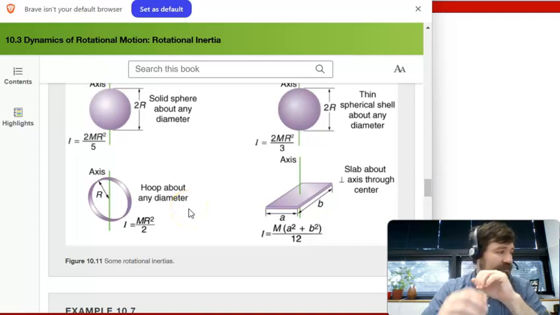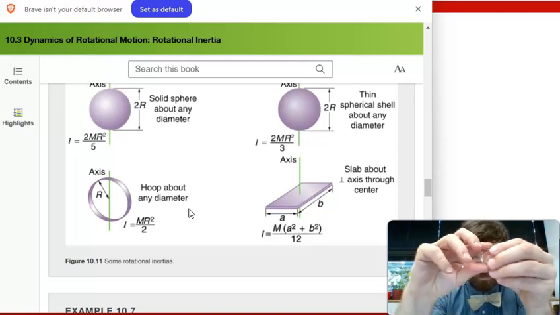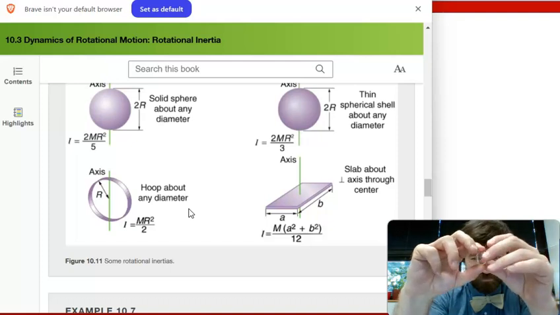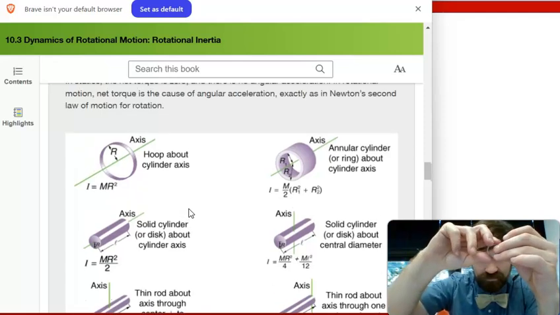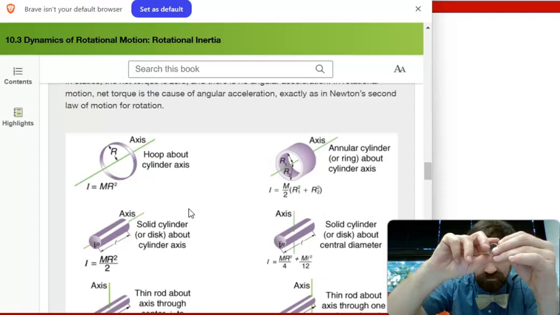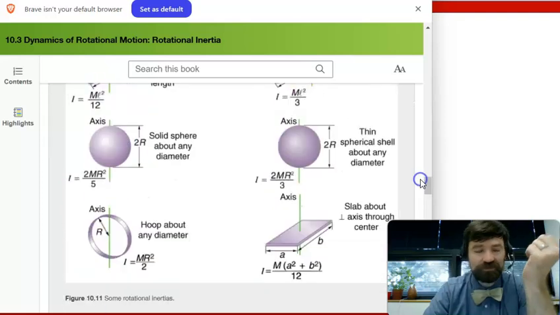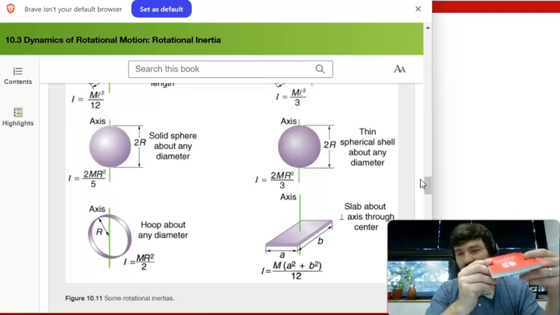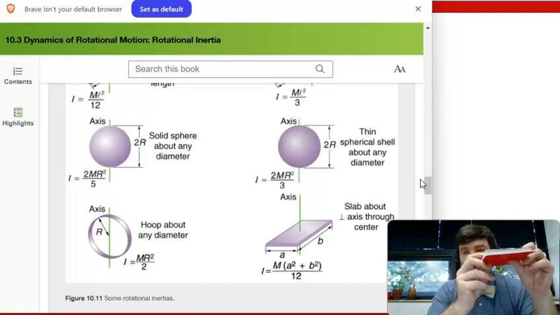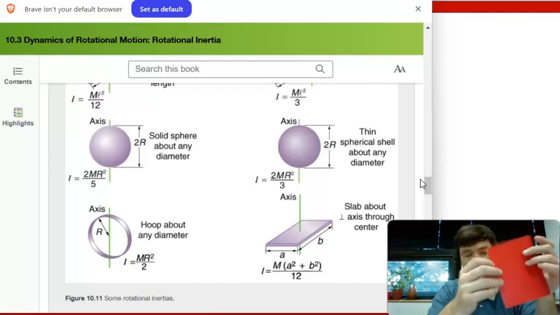You have a hoop that's rotated about an axis that is not its longitudinal axis. So this bottom one is like I have this ring that rotates this way. The top one is more like rotating this way. And then there's also the little slab. So the slab is rotated through its center. That's if you have something like this little book and it just is rotating like this. And so viewed end on, it's rotating like this through an axis through its center.